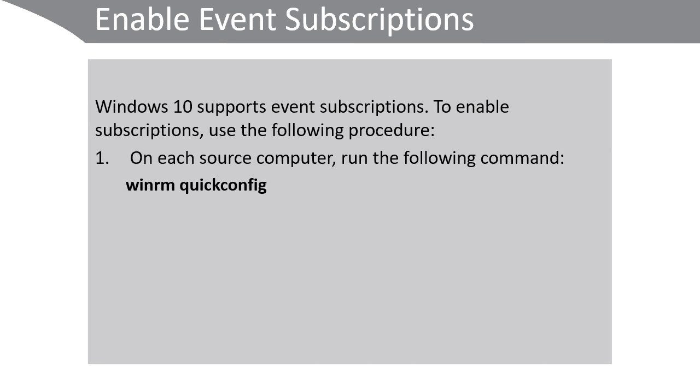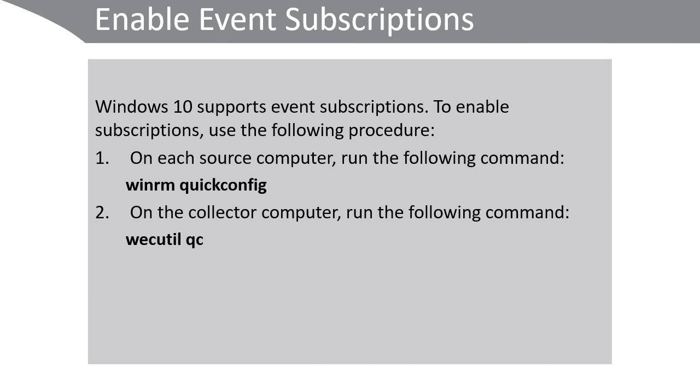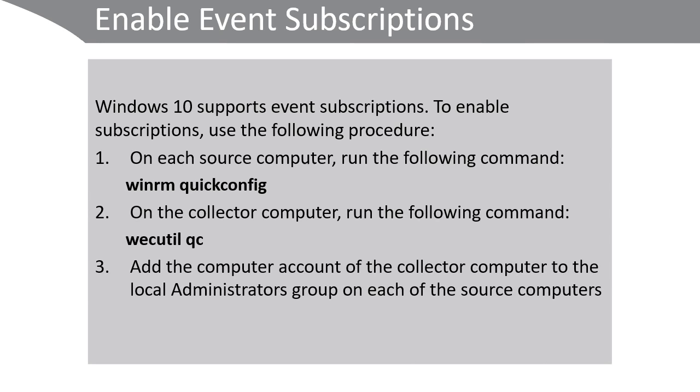To do that, you need to enable an event subscription. To enable an event subscription, on each source computer, that's the one from which you want to receive events, run the winrm quickconfig command. That enables remote management on the remote computer. Then on the computer on which you want to view the collated events, we call that the collector computer, run the wecutil qc command. Then add the computer account of the collector computer, that's the one where you'll view the collected events, to the local administrators group on each of the source computers.